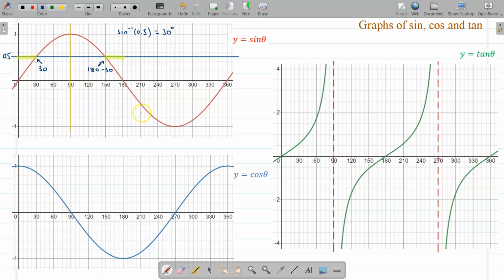So that's quite an easy example. And there will be other angles beyond 360 where this line crosses again, and we wouldn't be interested in any outside the range 0 to 360.